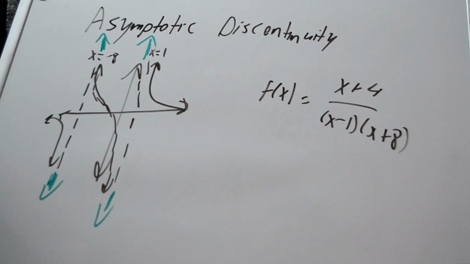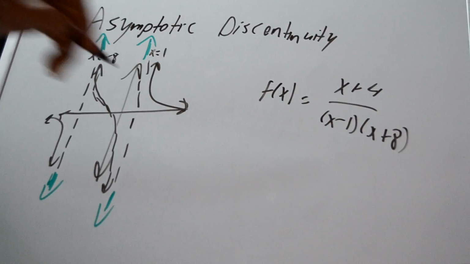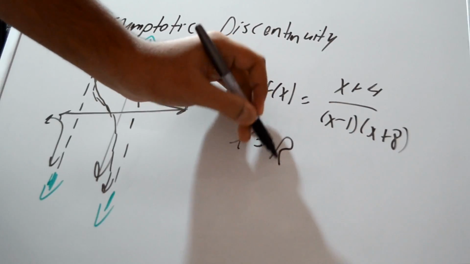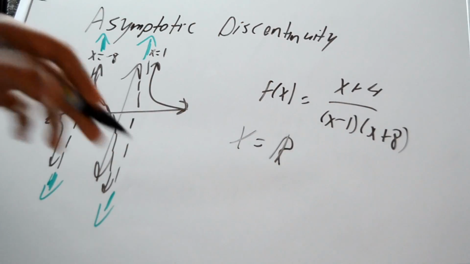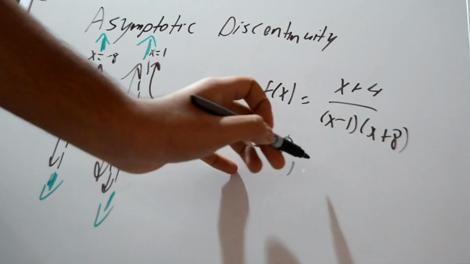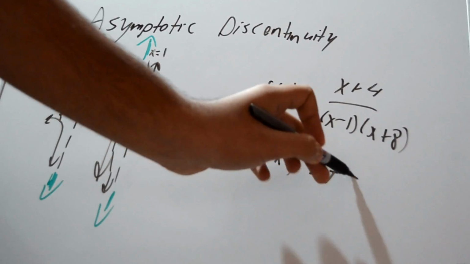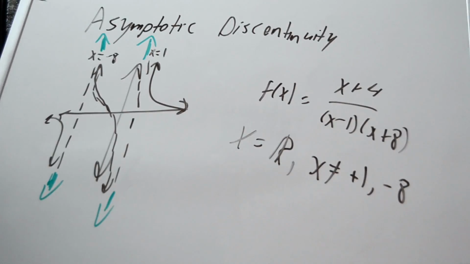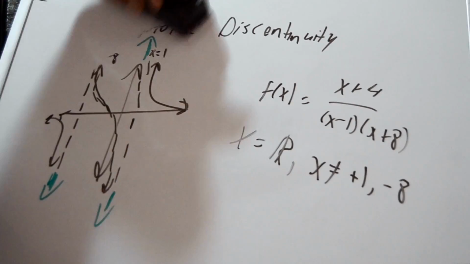And there is a limited domain, so restrict the domain here. Say x is equal to all real numbers. All real numbers are denoted by a capital R, but x cannot equal positive 1 and negative 8. And that's the first type, the asymptotic discontinuity.